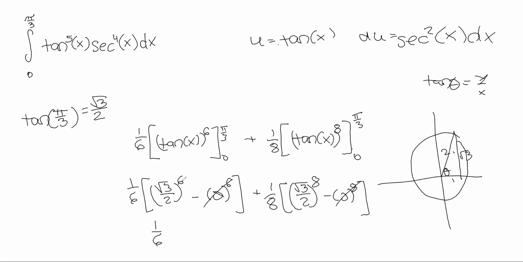We have 1 over 6. This is going to be 3 to the 3rd power, which is 27, so times 27. And then 2 to the 6th power is going to be 64. Plus 1/8. And then square root of 3 to the 8th power is going to be the same thing as just 3 to the 4th power, which is 27 times 3, 81. Huge number. And then 2 to the 8th power is going to be, well, we know 2 to the 4th power is 16, so 2 to the 8th is going to have to be 256.